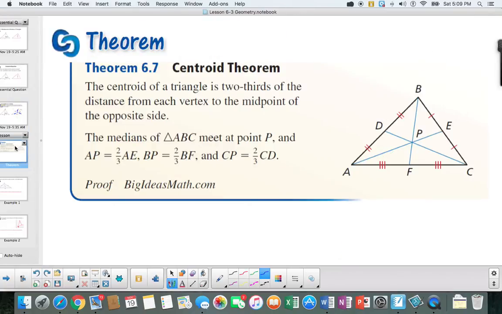The centroid theorem: the centroid of a triangle is 2/3 of the distance from each vertex to the midpoint of the opposite side. So here is the centroid. It's created by all the medians, and what it's saying is that this is 2/3 of the way, then that means this will be 1/3 of the way. So this ends up being 2/3 of the way to the midpoint.